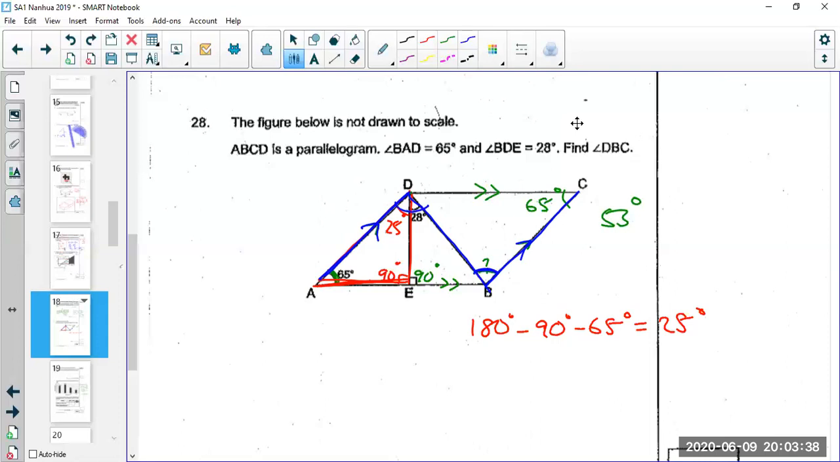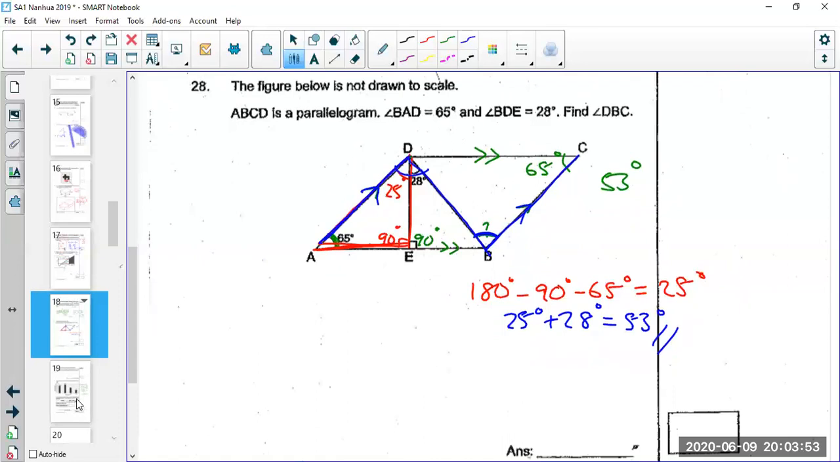So how do you find the question mark? That will be 25 plus 28, and you will get 53. So your question mark is 53 degrees. So you look for Z. When there are two lines that are parallel, look for Z.